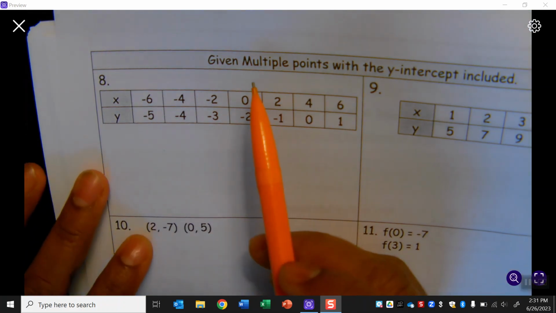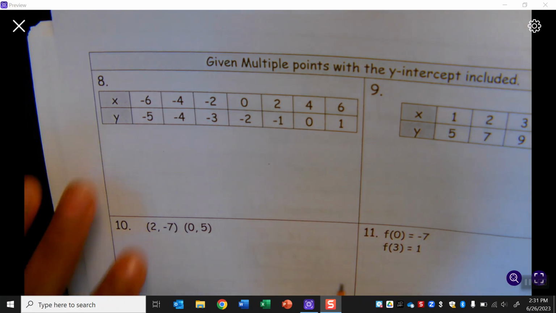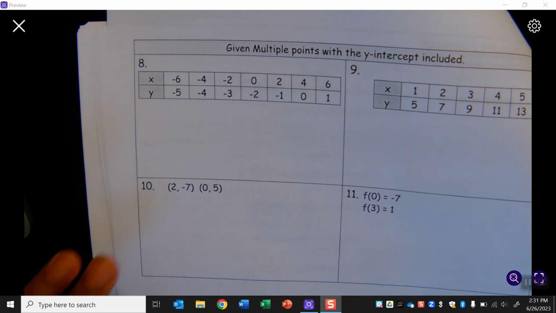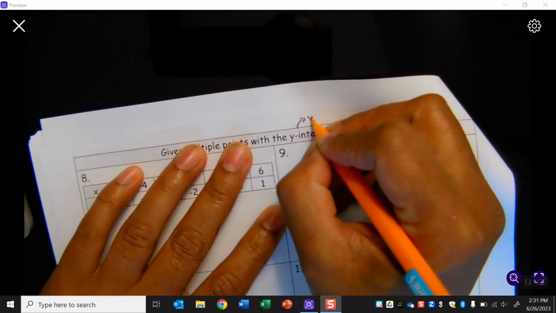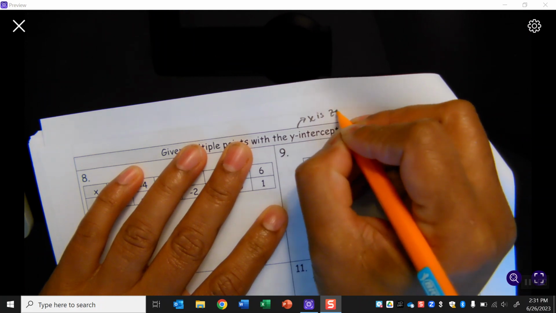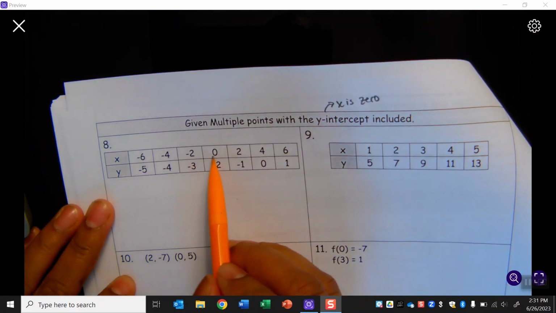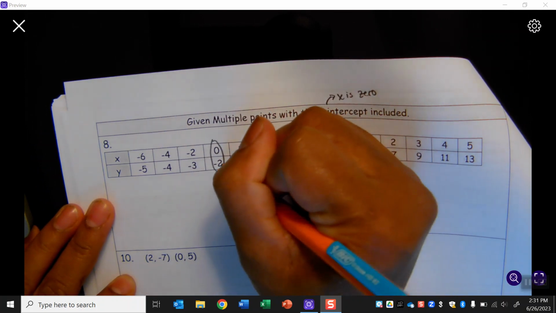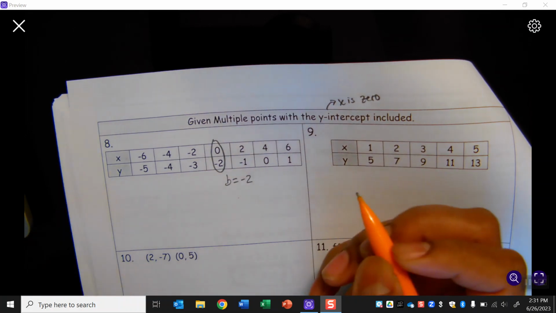What about if you're given multiple points and the y-intercept included? So how do you know which is the y-intercept? Well, remember that the y-intercept is where your x is 0. Okay? So where is your x 0? Right here. This is my y-intercept. My y-intercept is at -2. That's all there is to that.